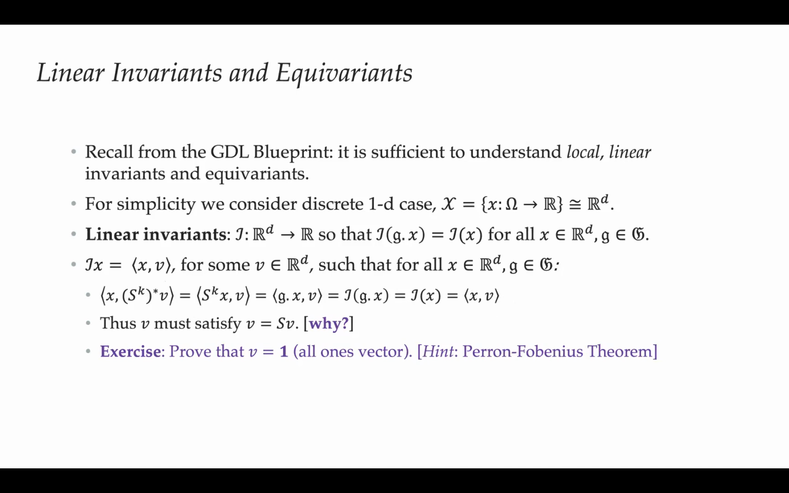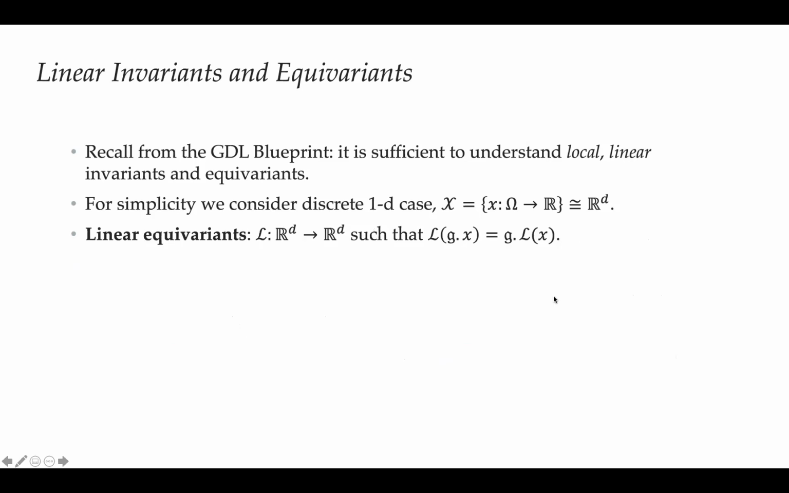And now, once you have this property, you can see that this is actually an eigenvalue problem. Here we are characterizing v as the eigenvector of S with eigenvalue 1. So I ask you to also prove that in that case the solution has to be that v is the all-ones vector. And as a hint, the natural tool to use is a very famous, powerful result from linear algebra, the Perron-Frobenius theorem. Again, please don't hesitate to write on Campus Wire if you have any questions about this. Okay, so this is for the invariant.